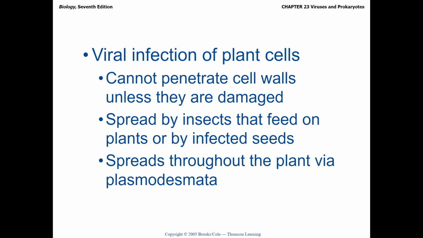Now, we could also look at viral infection of plant cells. And in this case, because of the extracellular wall that's very rigid and structured, we see that viruses generally cannot penetrate cell walls, unless, of course, they are damaged. So we see spread by insects that feed on plants or by infected seeds. We see that as the best process by which viral infection occurs in plants. And we see some spread throughout the plant via plasmodesmata, or those gap junction-like structures that connect plant cell to plant cell.